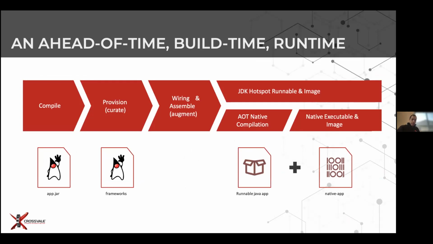So when we do an ahead of time build, we do the compile, the provision, the assemble, and then JDK HotSpot or AOT native compilation, and then the executable image. This second path, these last two parts, is what I was referring to. You can have things that are running constantly and refreshing your server, and things that are running every now and then, and you decide I need to create an executable image. Let's move to the next slide.